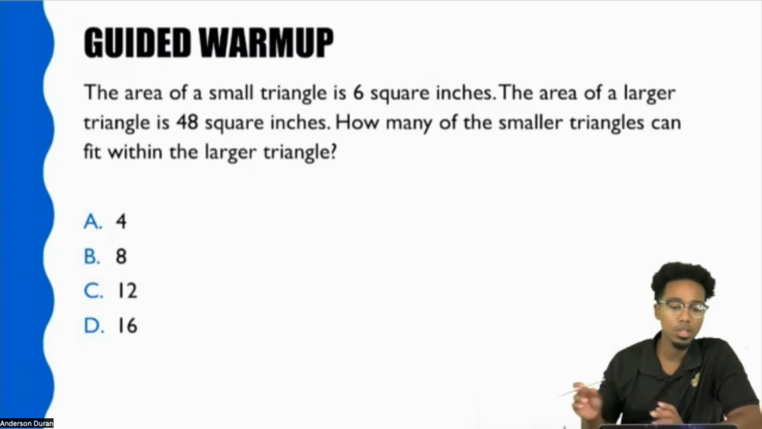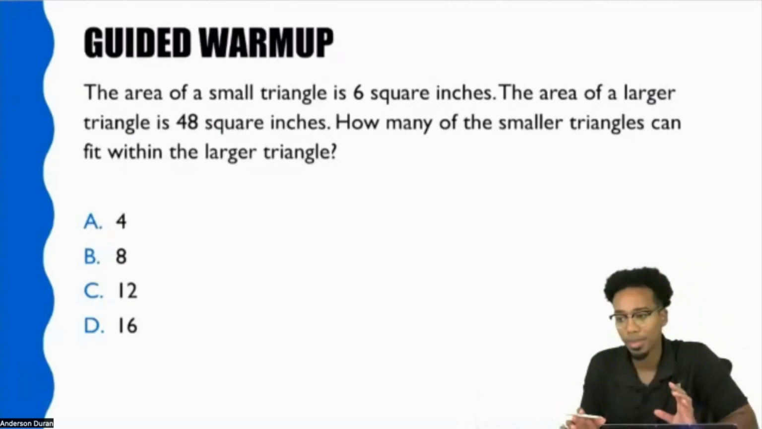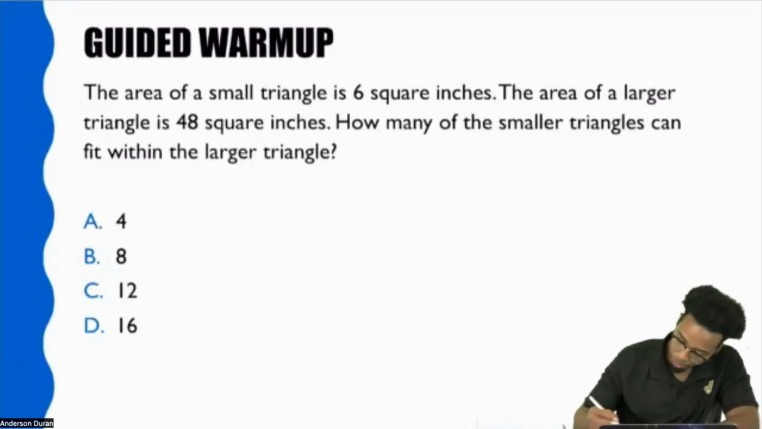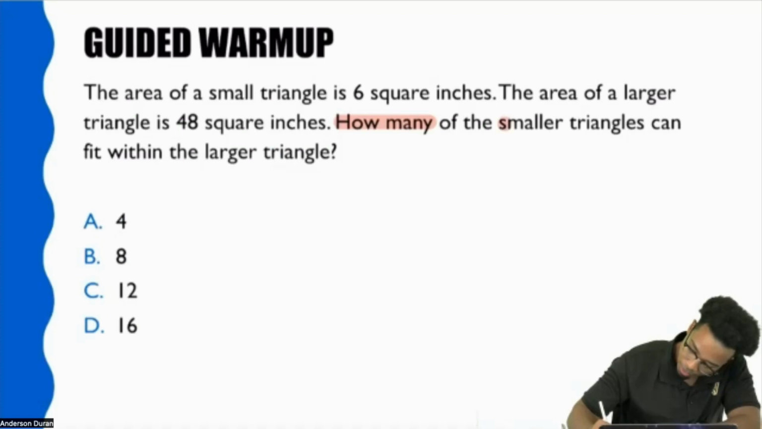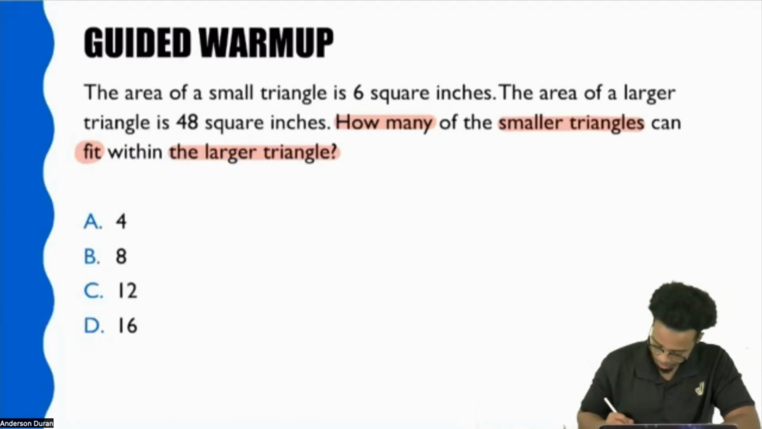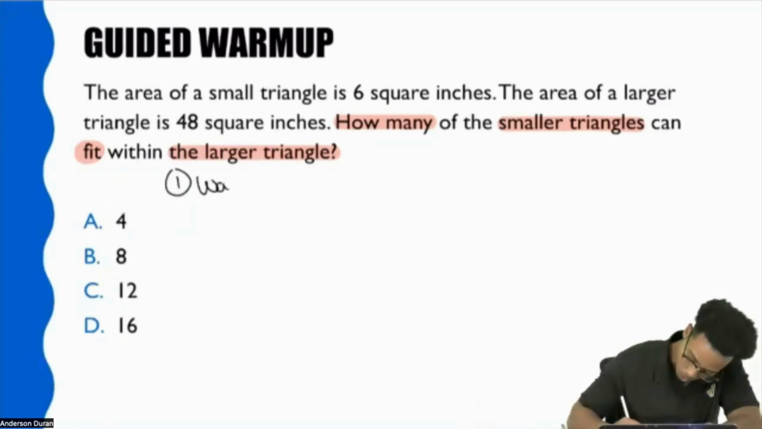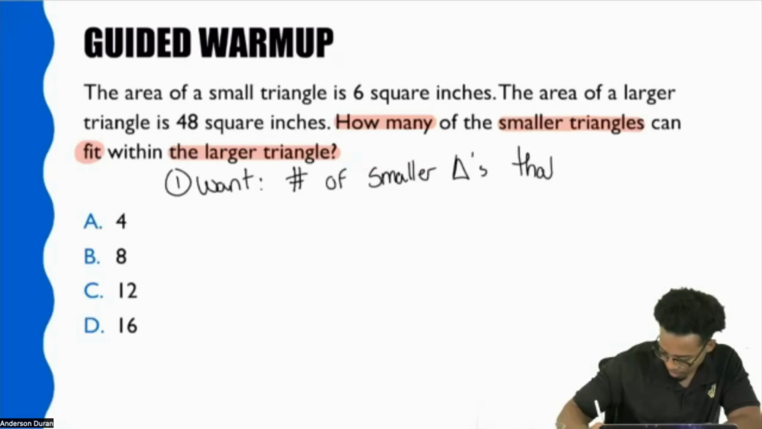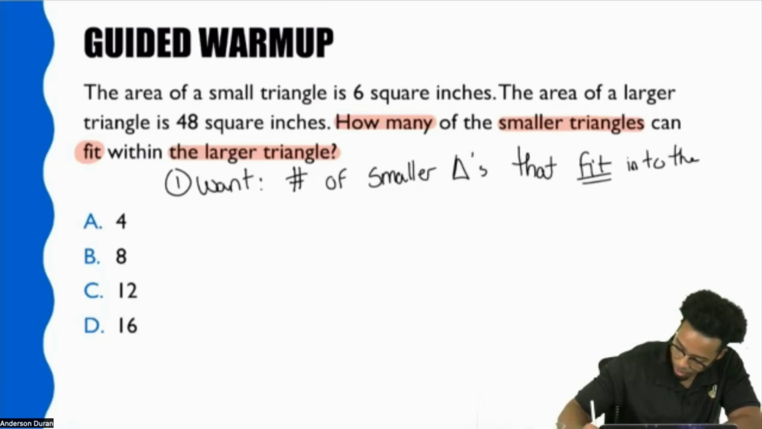A lot of us might be tempted to read the whole question, the whole problem. I don't recommend that because you don't want to get distracted by numbers and things like that. Just start off with the question sentence. The question sentence says, how many of the smaller triangles can fit in the larger triangle? Before we begin, let's write this out again. What do we want? The number of smaller triangles that fit, let me highlight that word right there, that fit into the bigger triangle.